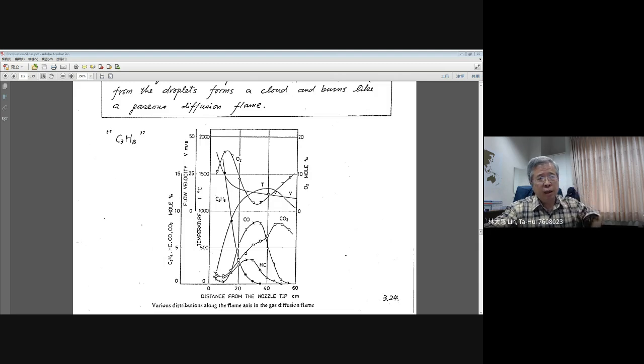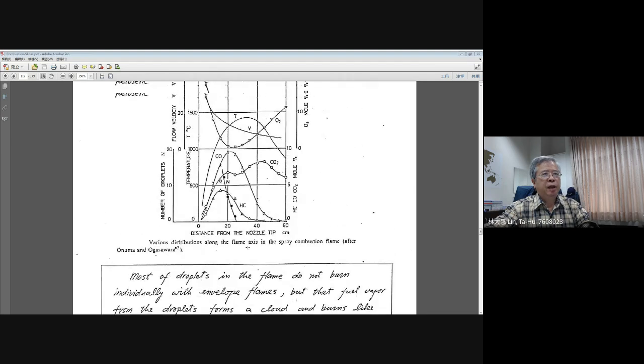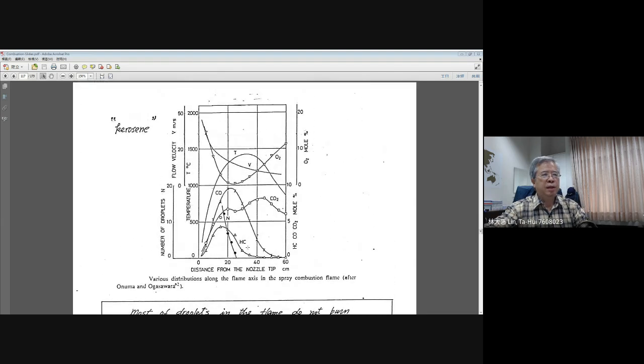Then you can see carbon dioxide increase later on, and at the same time temperature increases to a maximum value. This clearly tells you the combustion structure for the propane, and you can figure out that those kinds of behavior occur similarly in the kerosene spray flame. Then look at the sequence for the burning process.